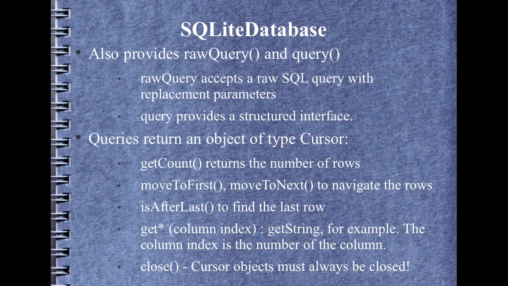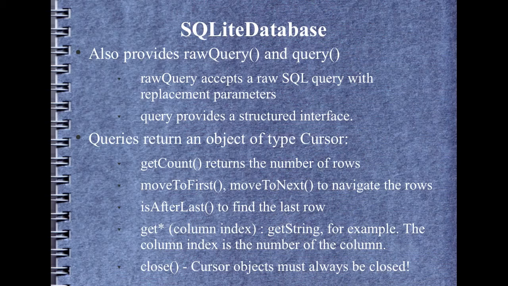rawQuery accepts a raw SQL query, but we can use replacement parameters, question mark type parameters, in rawQuery, whereas query gives us a structured interface where we have one parameter for the where clause, one parameter for the where clause arguments, one parameter for group by, having, and so forth. All of these query types will return an object of type Cursor. Therefore, we must have an instance of Cursor in order to get information out of a database.